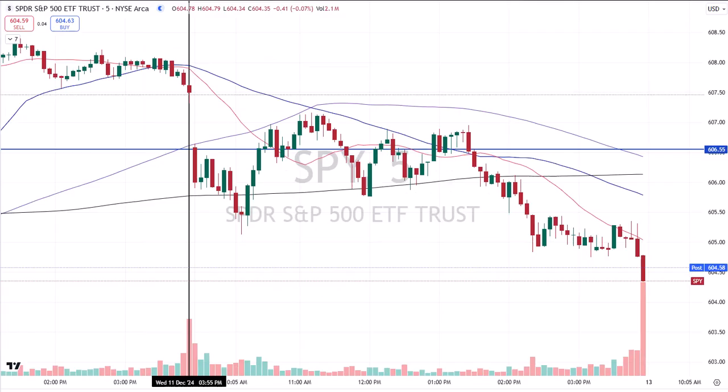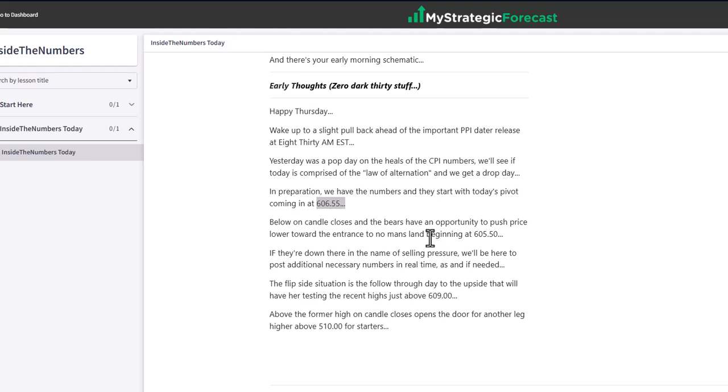Right of the vertical is today's activity. 606.55 is in fact the pivot, was in fact the pivot. And as you can see, she opened right on top of it and immediately fell away to start the morning session. That's called, in my live room at least, an early morning shakeout operation. Below on candle closes, the bears have an opportunity to push price lower toward the entrance to no man's land beginning at 605.50.